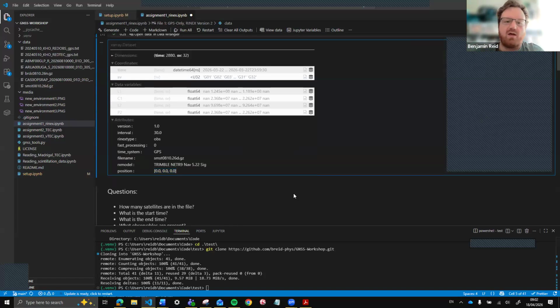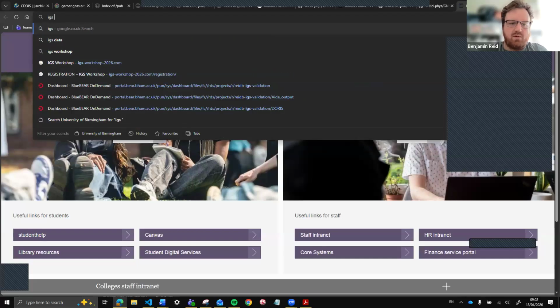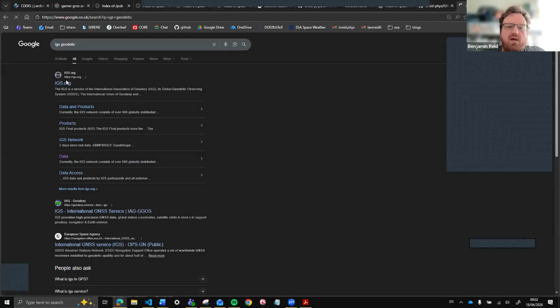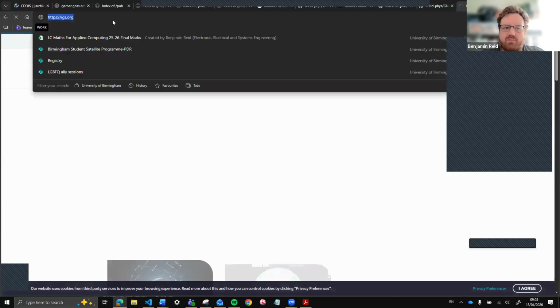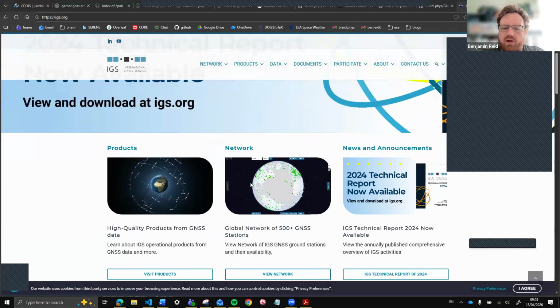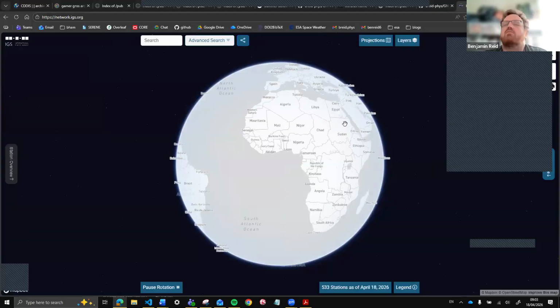So IGS is the International GNSS Service. This is the international consortium that basically handles GNSS things. They are the people who figure out where the satellites are, and they do all kinds of stuff.